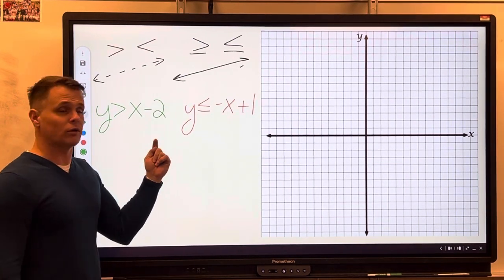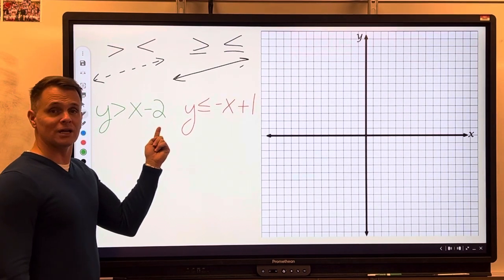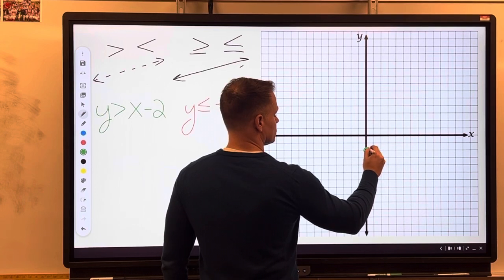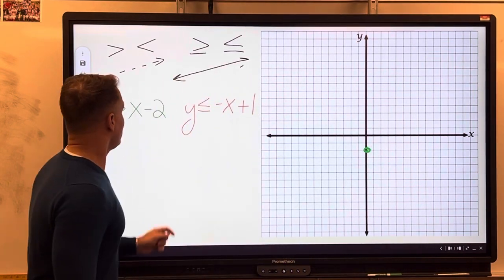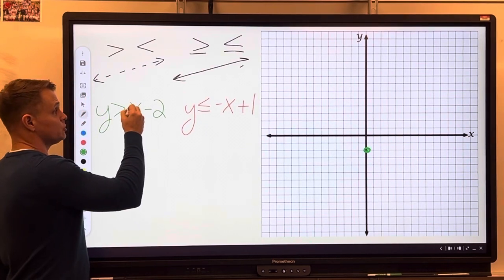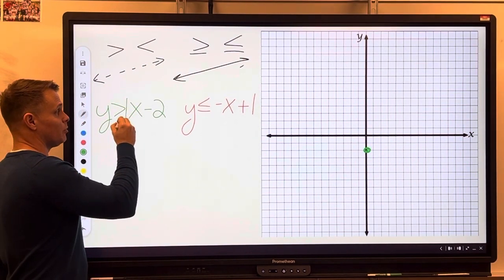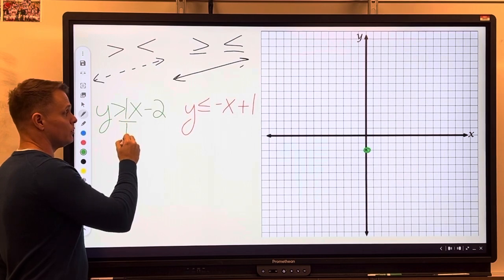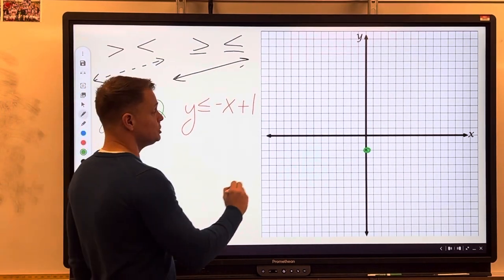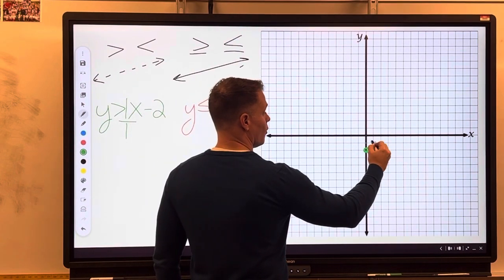The green one, we're going to start with the y-intercept, -2. And then from there, we're going to plot the slope, which there's no number here next to x. So I'm going to put a 1, and then there's no number in the denominator, so I'm going to put a number 1 in the denominator also. So from here, I go up 1 and over 1.